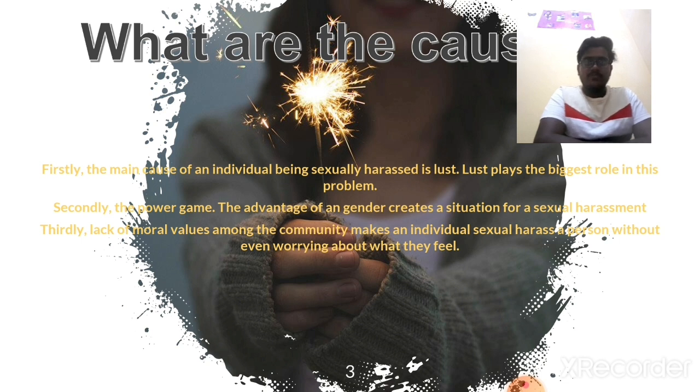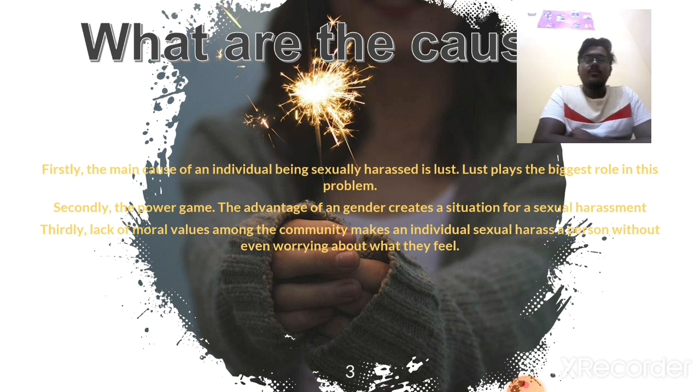Secondly, the power game. The advantage of a gender creates the situation for sexual harassment. As we can see, mostly women are sexually harassed by men. This is because men are physically stronger and have more control, whereas women are only mentally controlled and physically they cannot do anything. Which means this is an advantage for a man to take charge of a woman by sexually harassing them without even worrying about anything.